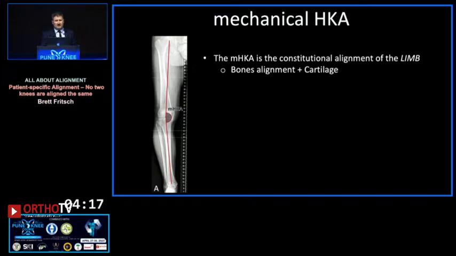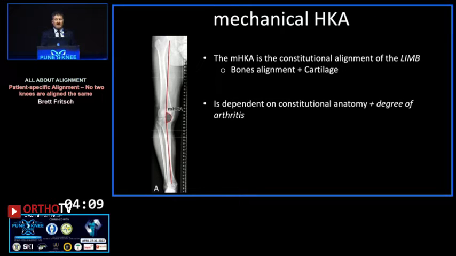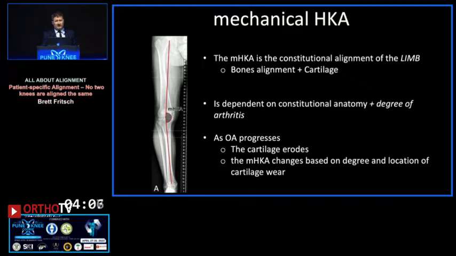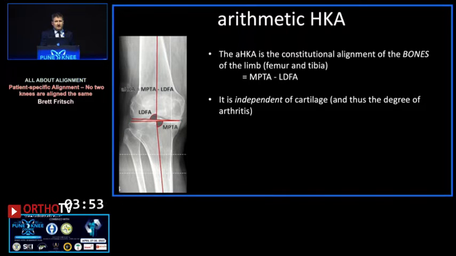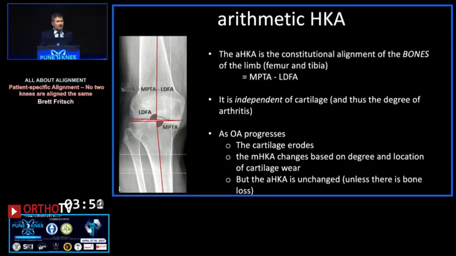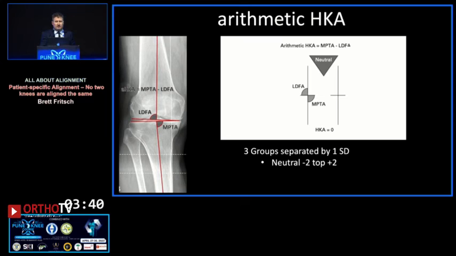And they're independent. The mechanical hip-knee angle is the constitutional alignment of the limb, the bone and the cartilage. It's dependent on both the constitutional anatomy and the degree of arthritis. So as osteoarthritis progresses and the cartilage erodes, the mechanical hip-knee angle will change based upon the degree and location of that cartilage wear. The arithmetic hip-knee angle, though, is the constitutional alignment of the bones of the limb, the femur and the tibia. It is independent of the cartilage and thus the degree of arthritis. As osteoarthritis progresses, the cartilage will erode, the mechanical alignment will change, but the arithmetic is unchanged until you get to the point where there's bone loss. So that's why you're able to predict what the knee was like when it was healthy.